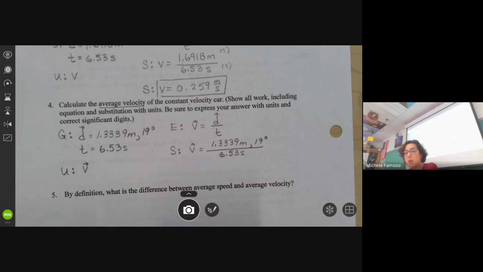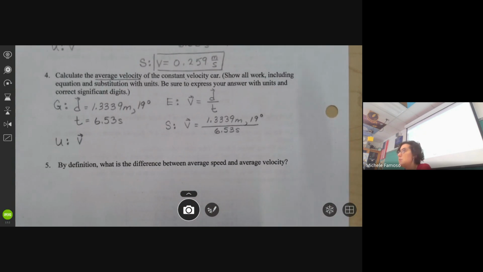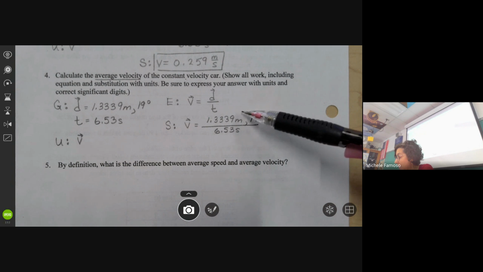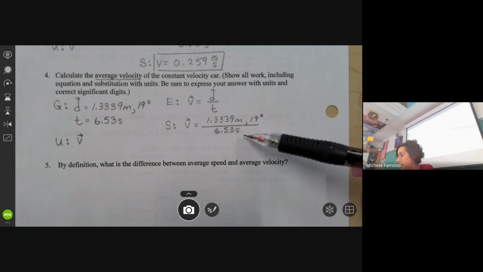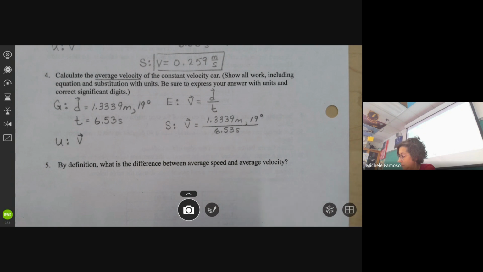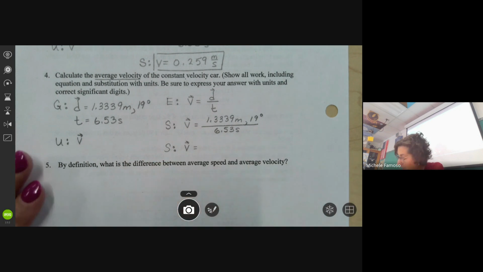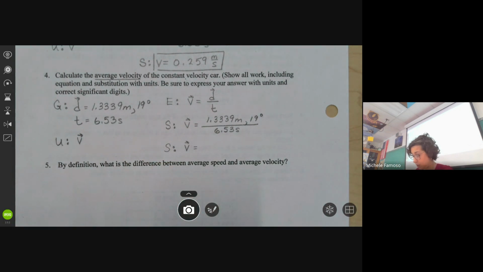Now, before you go to your calculator, let me just explain. You do not take the angle measure and divide by the time. You only take the magnitude of the displacement and divide it by the time. So you're going to go ahead and do that again with correct units and significant digits.